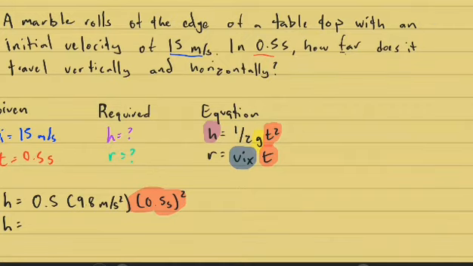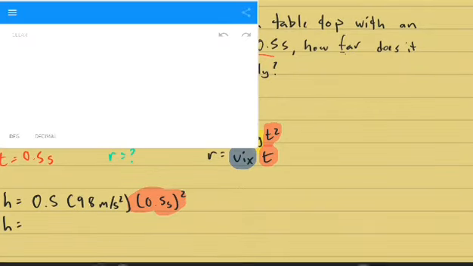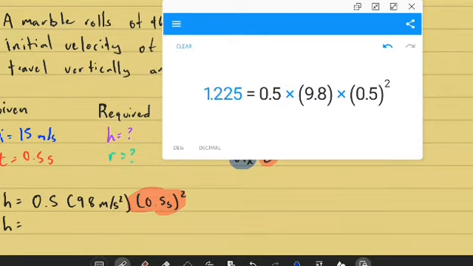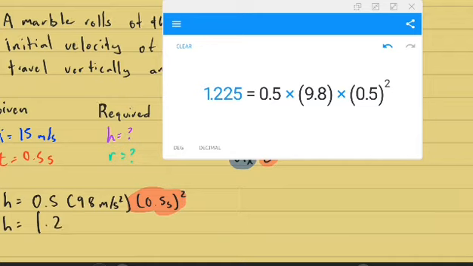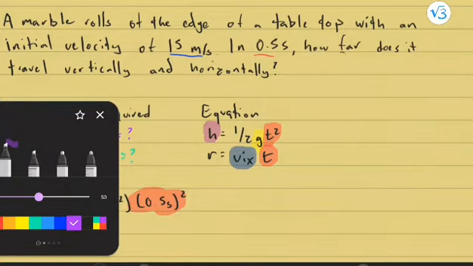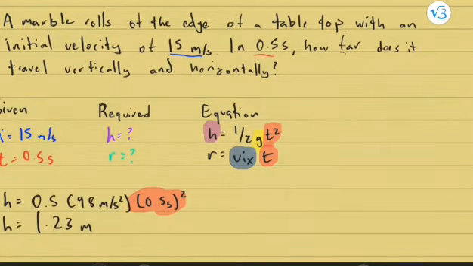So, height then is equal to, quickly solve lang natin. So, that's 1.23. I-round na natin. What's the unit for height? Meters. So, yan na yung final answer natin for the height. Okay? Now, let's solve for the range.